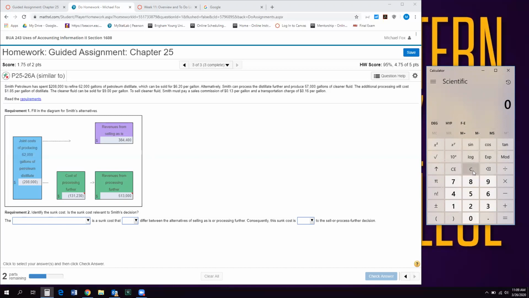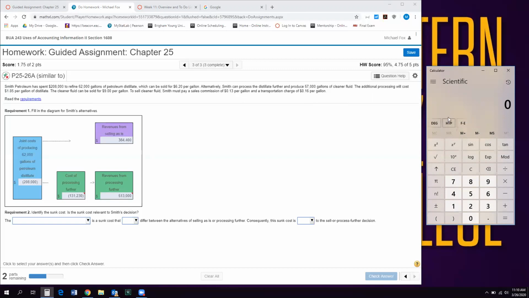So here's what they want us to do. I got them figured out now. We have to take this $1.85 times the 62,000 plus this 13 and 19, which is 29 cents total, times the 57,000 gallons. And those would be the additional costs of processing this further. So let's try that and see if we can get the number they got.